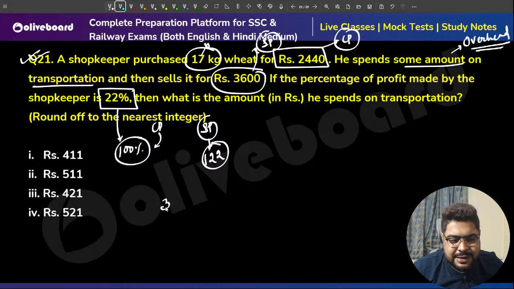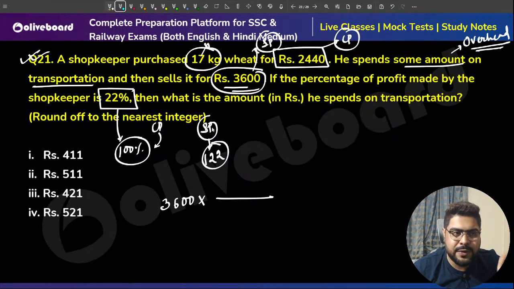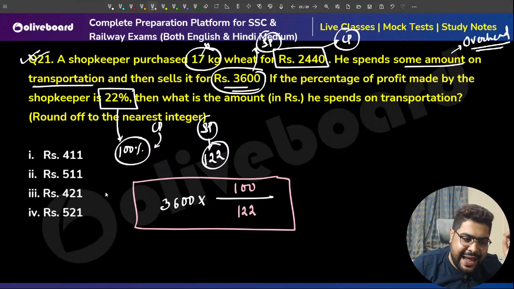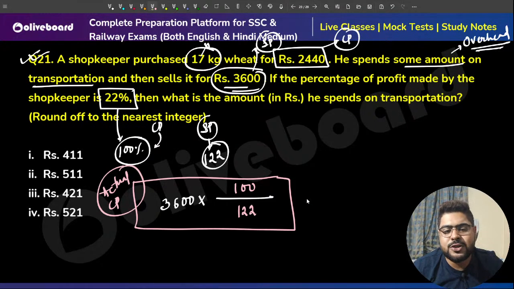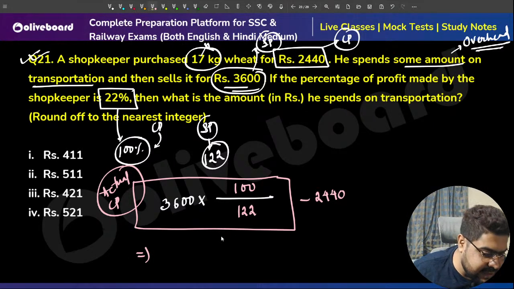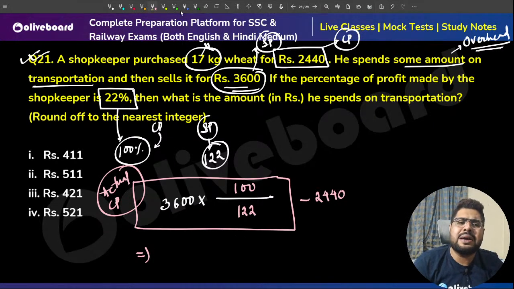Now I told you the modular method is saying 3600. This is your SP, so that will be in your denominator. Whatever is your SP, that is 122 here, and whatever we need, CP, that is 100. Put it here. This is your actual CP, including the transportation. So transportation cost will be, minus the product cost, minus 2440.